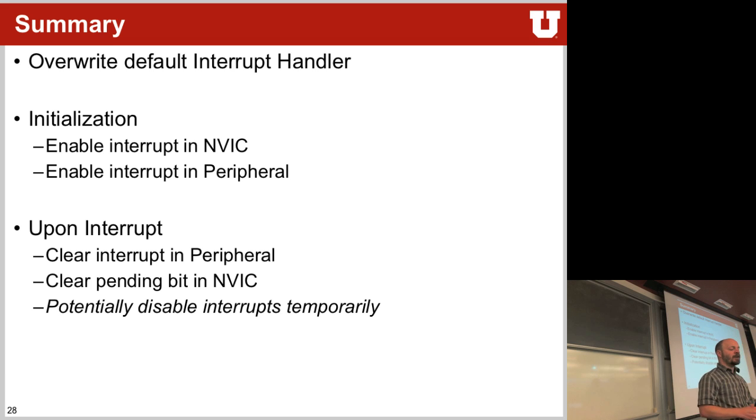Okay, quick summary. There are default interrupt handlers that are already registered, but they're defined as weak. You have to overwrite them if you want to actually hear these specific interrupts. Initialization: you have to enable interrupts at the NVIC and inside of the peripheral. And when an interrupt happens, you have to clear the interrupt in the peripheral. Sometimes that happens automatically, but not always. You have to clear the pending bit, and potentially disable all interrupts temporarily if you want to modify global variables.